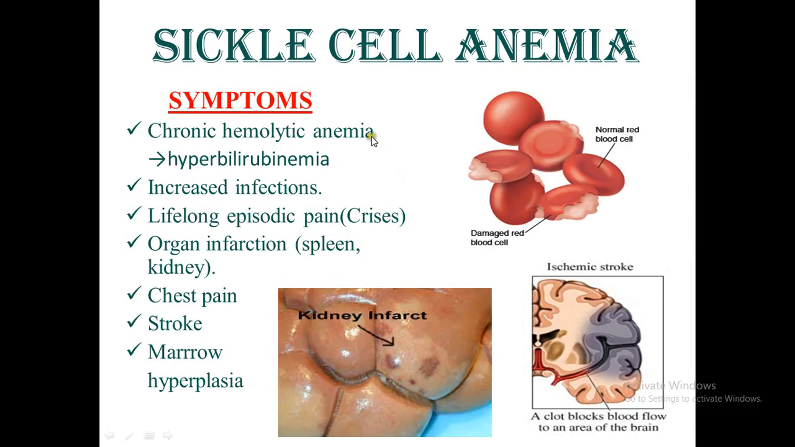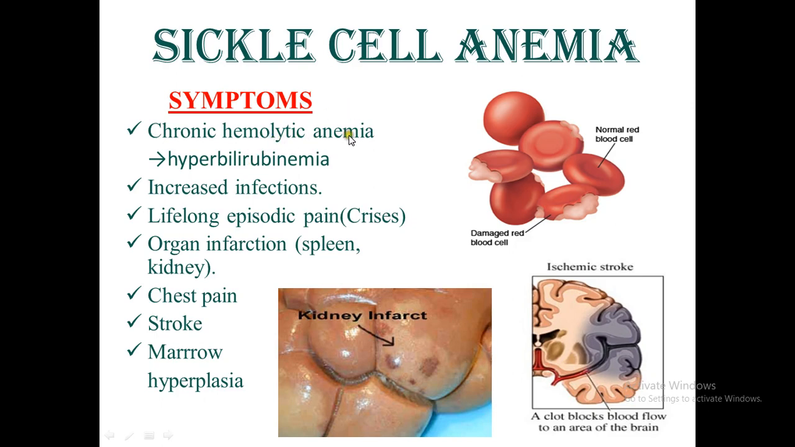What are the symptoms in the patient? The patient develops chronic hemolytic anemia. Why? Because normal RBCs have a lifespan of 120 days. But these sickle RBCs, because of their strange abnormal shape, get broken down very easily, especially in the spleen, splenic sinusoids. And so there is a chronic hemolysis going on most of the time. The RBC's life is also very short, 10 to 20 days only. That's the lifespan of a sickle cell hemoglobin RBC.